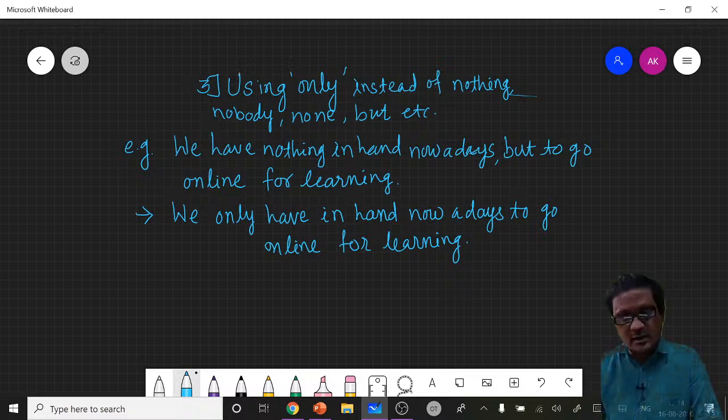So this is how we can convert a negative sentence to an affirmative sentence. Here again one rule is there. I will tell you if you do not have any question regarding this.